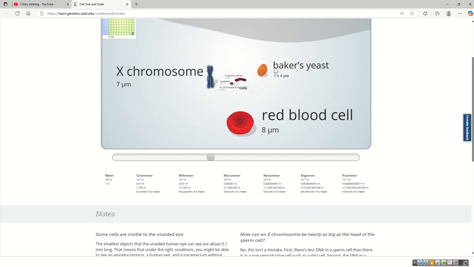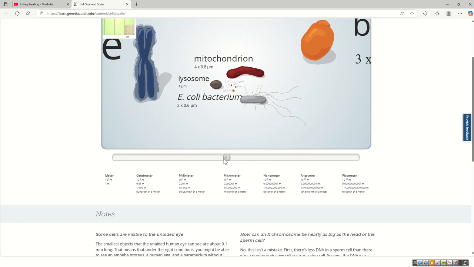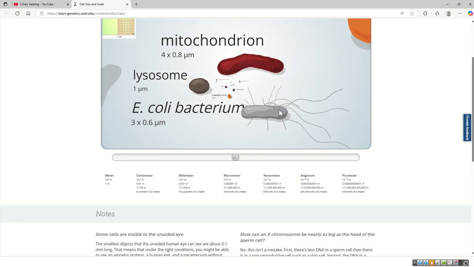Then we look at, here's Baker's yeast. That's actually a single-celled fungus. So here's a yeast cell. And then we get much, much smaller. And now we are finally to the size of bacterium. Now notice that a mitochondrion is about the same size and shape as this kind of bacterium. Bacterium come in some other sizes, but this one is about the same size and shape as a mitochondrion.